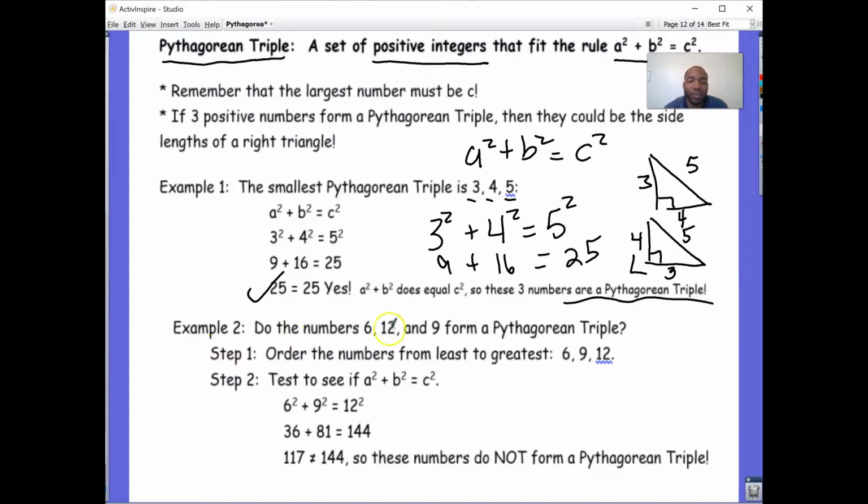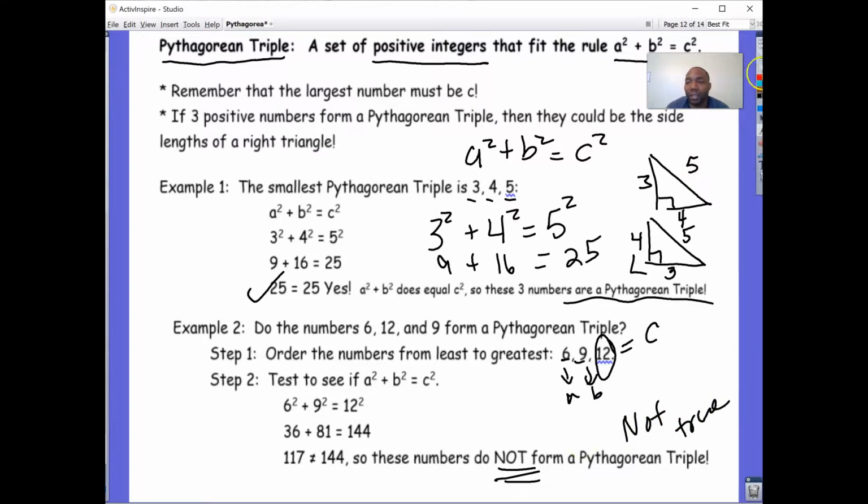All right, number 2. Do the numbers 6, 12, and 9 form a Pythagorean triple? Well, let's try them in the rule. The 9 and the 6 have to be the smaller sides, because 12 is the hypotenuse, the largest side. This has to be C, so this can be A or B. Does it satisfy the rule? 6 squared is 36. 9 squared is 81. 36 and 81 do not add to 12 squared, which is 144. So this is not a Pythagorean triple, because this is not true.